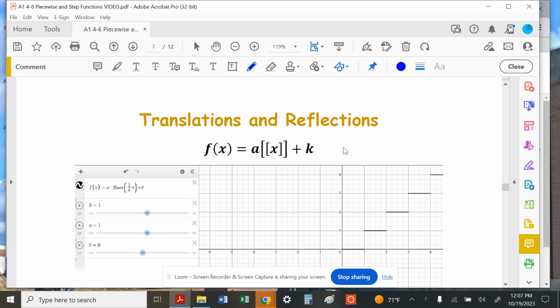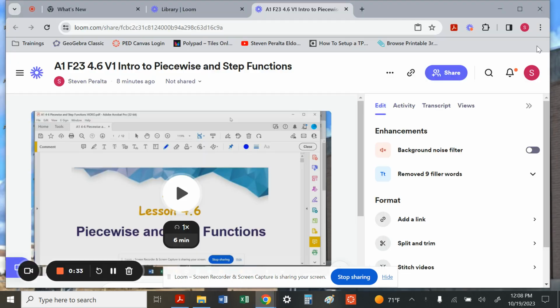But I want to explain it not in terms of the functions that we're using right now because it can get kind of confusing. Instead, I want to do it with an absolute value function, which is going to be the next section that we're going to get into anyway. So I want to show you how that's all done.